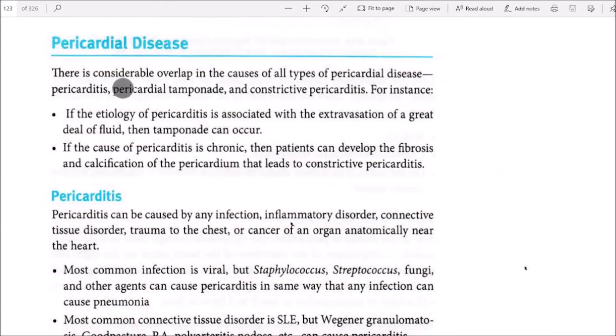Pericardial disease. There is considerable overlap in the causes of all types of pericardial disease: pericarditis, pericardial tamponade, and constrictive pericarditis. For instance, if the etiology of the pericarditis is associated with the extravasation of a great deal of fluid, then tamponade can occur. If the cause of pericarditis is chronic, then patients can develop fibrosis and calcification of the pericardium that leads to constrictive pericarditis.